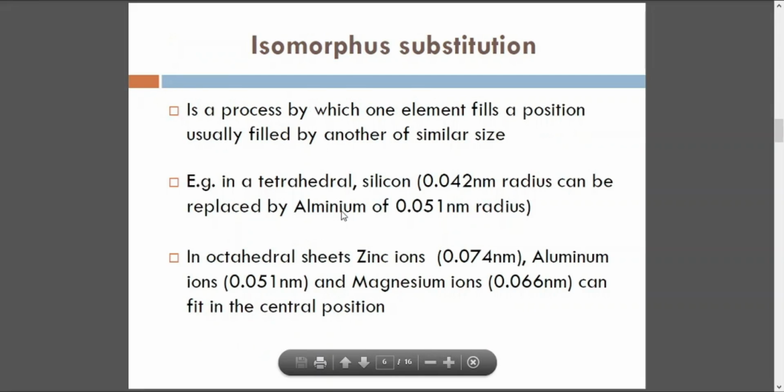So now let's look at isomorphous substitution. This is a process by which one element fills a position that is usually filled by another element of a similar size. For example, in the tetrahedral sheets, we can have the silicon atom replaced by aluminium. Or in the octahedral sheets, we can have zinc replacing aluminium or magnesium, or aluminium replacing magnesium, or zinc replacing magnesium. So we can have any of these 3 at the center.